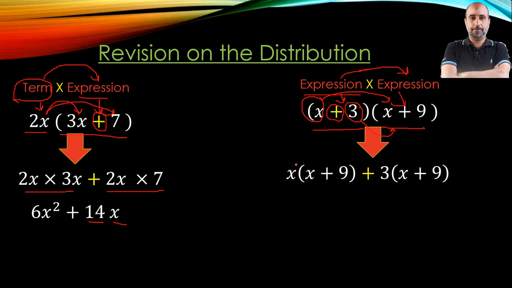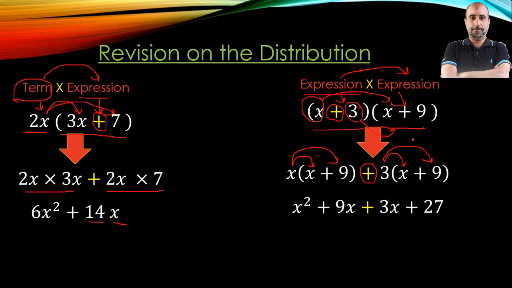Now, we will perform the distribution. x once on x and once again on 9, and separating by plus 3 distributing on x and also on 9, like x times x equals x power 2, x times 9 equals 9x, separating by plus 3 times x equals 3x, 3 times 9 equals 27, just like that.